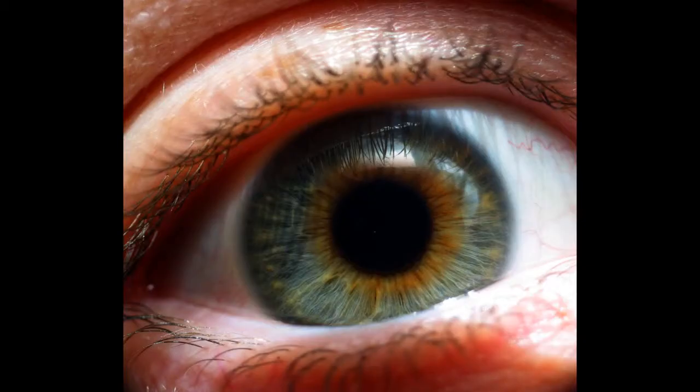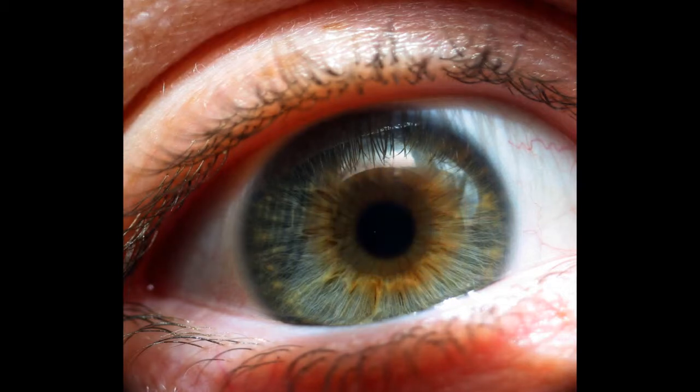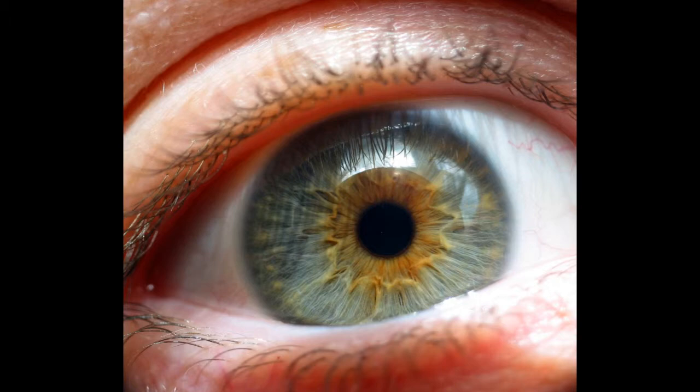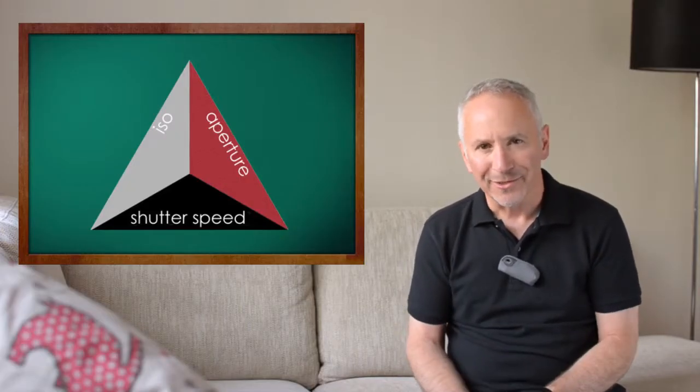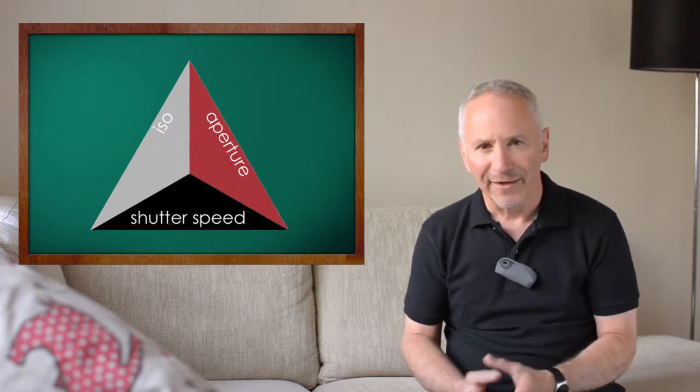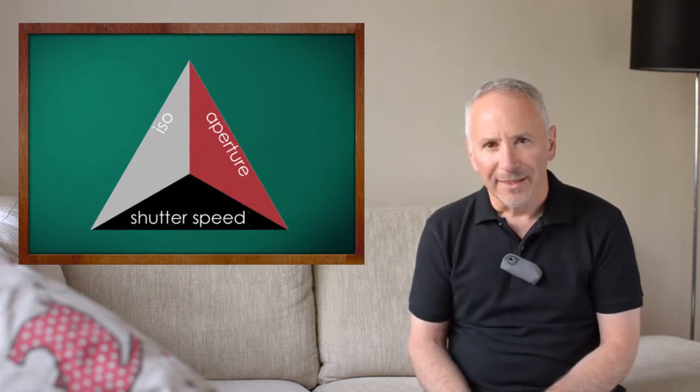I tend to think of apertures as being like the pupils of our eyes. They open up to allow more light in, and they close down to reduce the amount of light. We're fantastic, us humans, aren't we? Our eyes do it automatically, but with a camera you have to give it a helping hand.